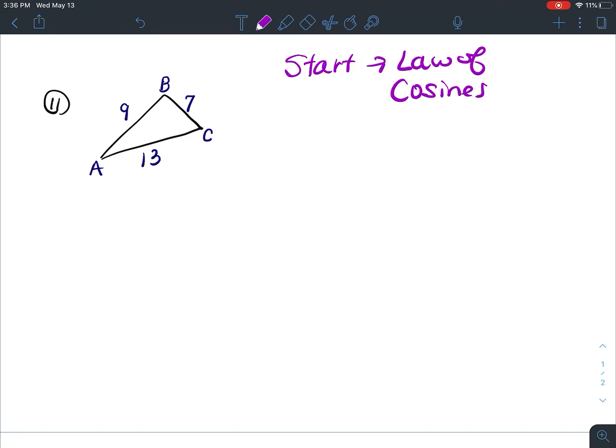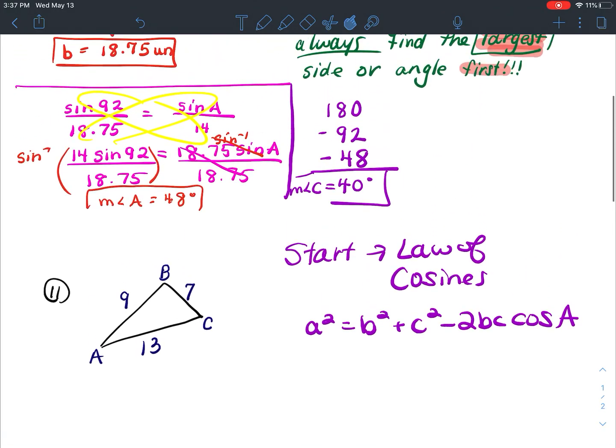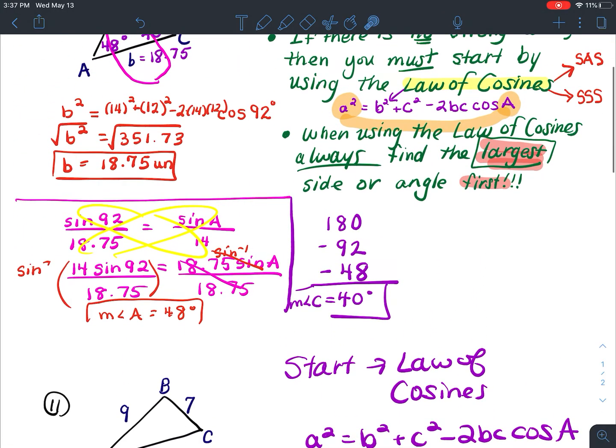Okay, law of cosines. Now again, I'm going to write down generically how that formula looks just so we have it here. Okay, now you can interchange these variables. Now please keep in mind, and I wrote this up above here, that when you're using the law of cosines you want to make sure that you are always finding the very largest side or angle first.